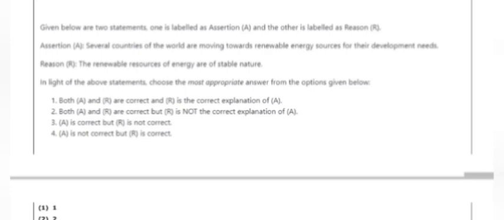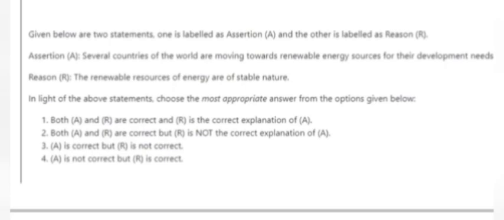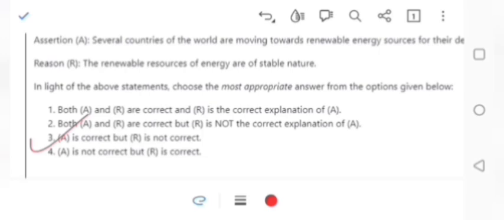The question is like this: given below are two statements, one is labeled as assertion A and the other is labeled as reason R. Assertion A says several countries of the world are moving towards renewable energy sources for their development needs. Reason R is saying the renewable resources of energy are of stable nature. In light of the above statement, choose the most appropriate answer from the options given below. Both A and R are correct and R is the correct explanation of A. Both A and R are correct but R is not the correct explanation of A. A is correct but R is not correct. A is not correct but R is correct. So A is correct but R is not correct. This will be our correct option.